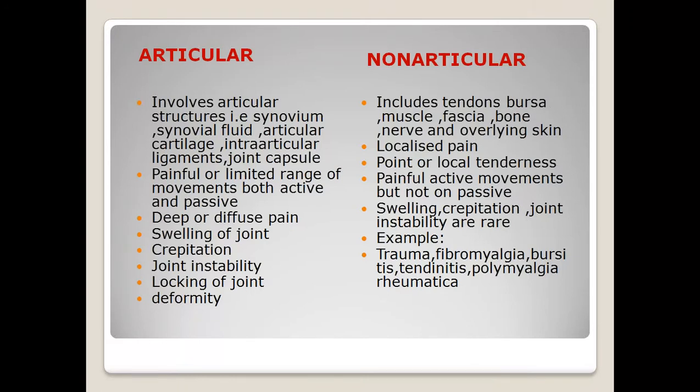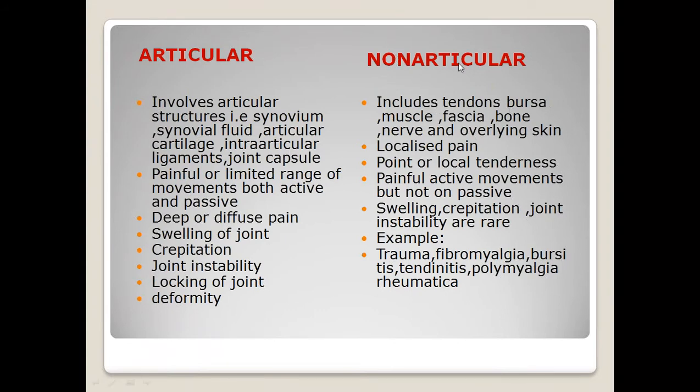Articular joints involve the presence of synovium or synovial fluid, or articular cartilage, intra-articular ligaments or joint capsules, like the shoulder joint or limb girdle. When there is painful or limited range of movements, both on active and passive movements, this is one point you can remember: both on active and passive movements. If there is pain in the articular joint, then you can categorize it as arthritis.